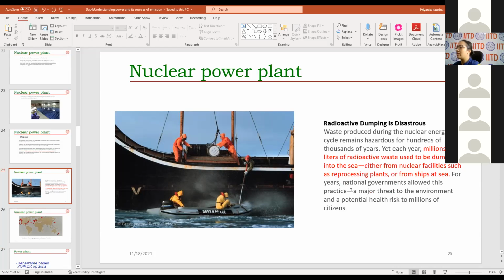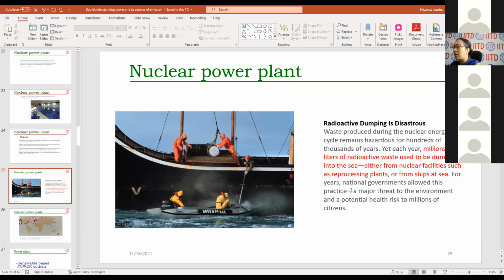It was done, they knew it was happening, but since there was no other way to do it or willingness to do it, it happened for many, many years, and a major threat to the environment and a potential health risk to millions of citizens and to the sea life, all the ocean life that is there. But now I think there is a convention, there is an agreement that has come. It's like an international multilateral treaty wherein some agreement has come in terms of what can be dumped, what can't be dumped. So if you're interested, you can go and check that.